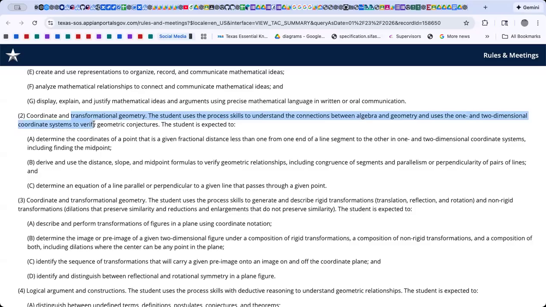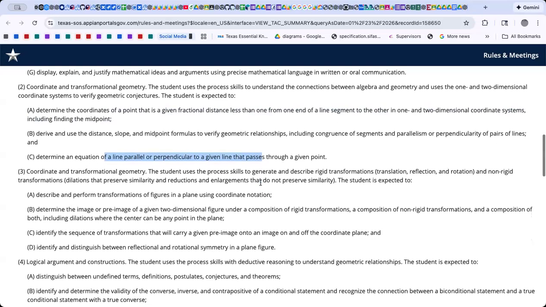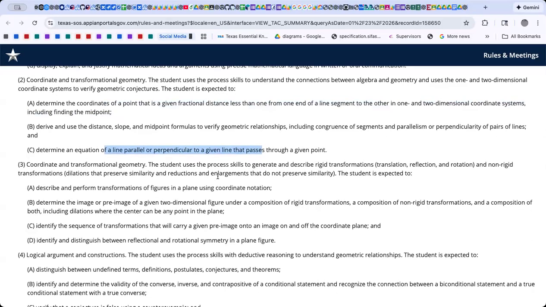Okay, coordinate and transformational geometry. Determine the coordinates of a point. Finding fractional distance in line segments. Distance, slope, midpoint formulas. Congruence of segments, parallel and perpendicular lines, equations of parallel and perpendicular lines. Have we covered all of it? Yeah, we've done that.